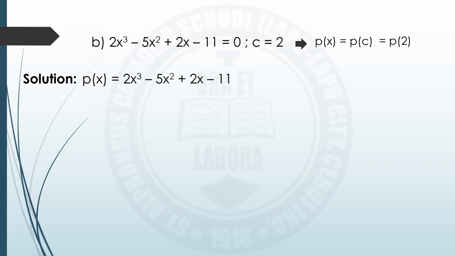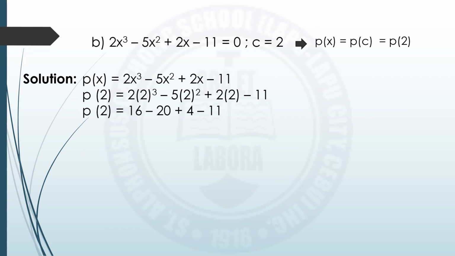And substitute p of x with p of 2, meaning that we are going to substitute the variable x with 2. So, the function becomes p of 2 is equal to 2 times 2 raised to 3 minus 5 times 2 raised to 2 plus 2 times 2 minus 11. Then simplify the function, and 2 cubed, that makes it 8. 8 times 2, that is 16. Copy minus 2 squared, that is 4. 4 times 5, that is 20. Then copy plus 2 times 2, that is 4. And copy minus 11. And then simplify the function, and p of 2 is equal to negative 11.